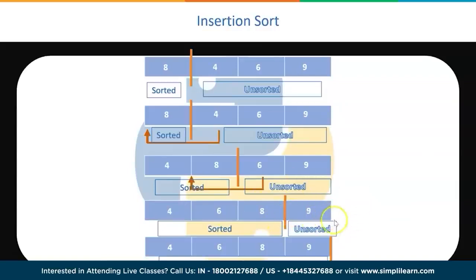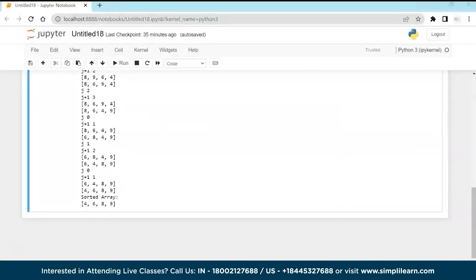Now again I'll compare 9 with 8 and it's already greater than 8. I don't need to swap it and I'll not go any further and I'll stop it over here. So that's how my sorted list will get created. So my final list is 4, 6, 8, 9 and we'll see that with an example. So now let's create our insertion sort logic.